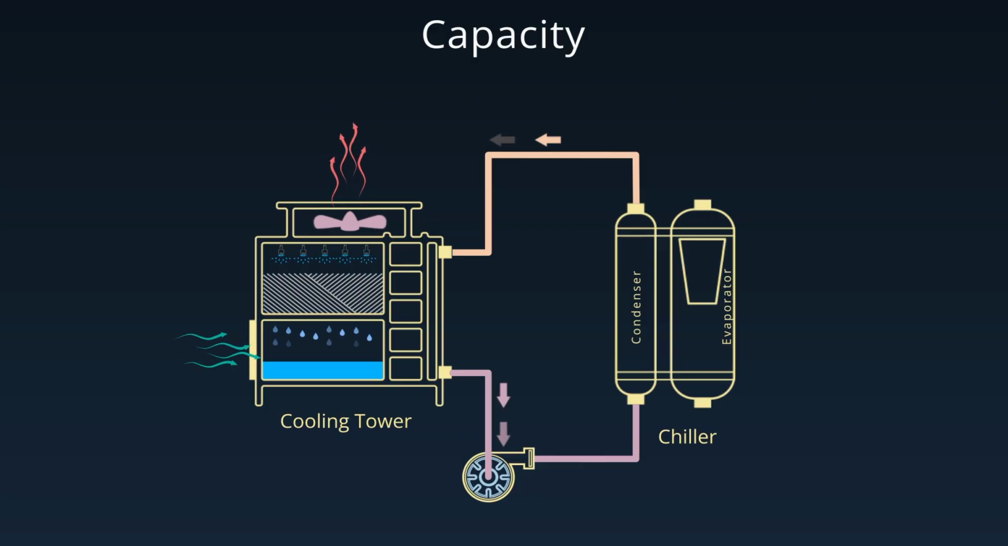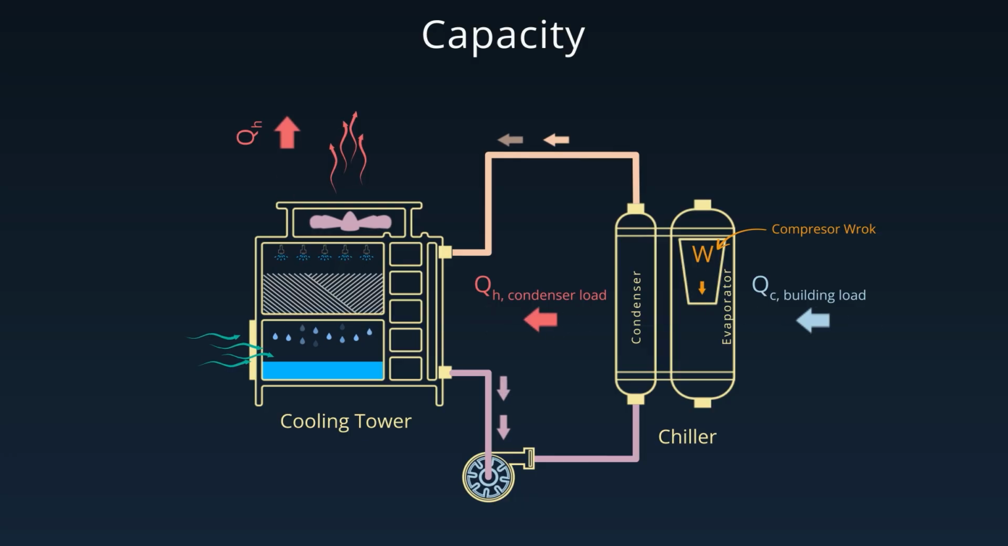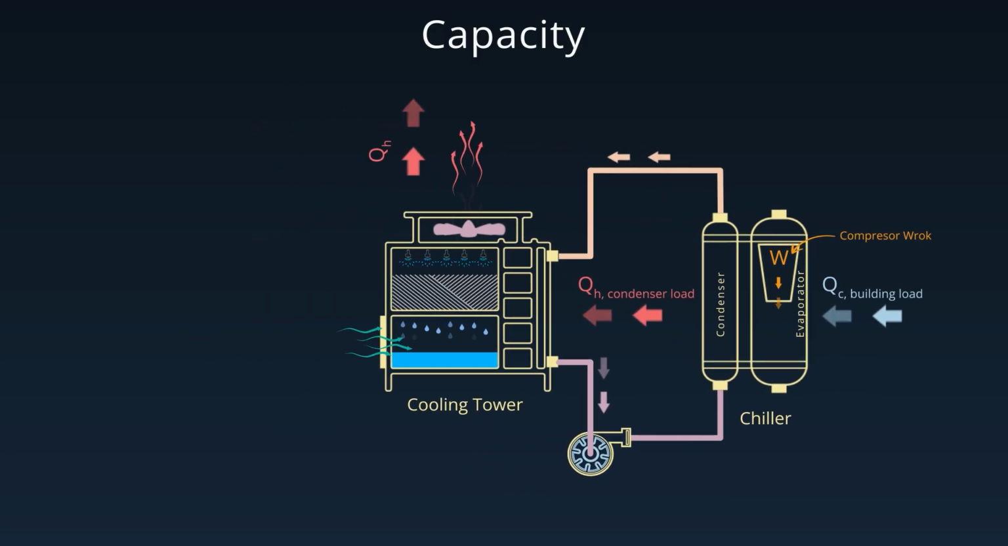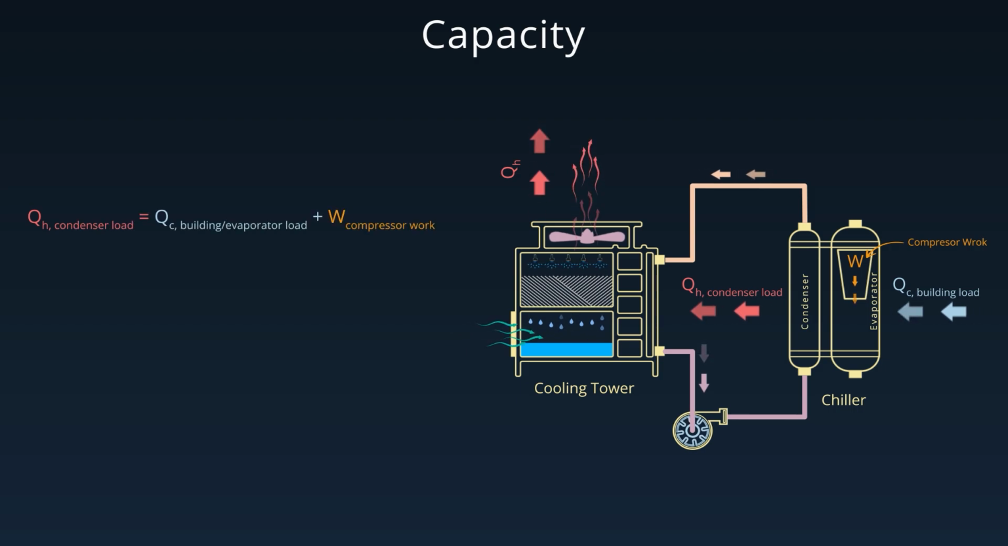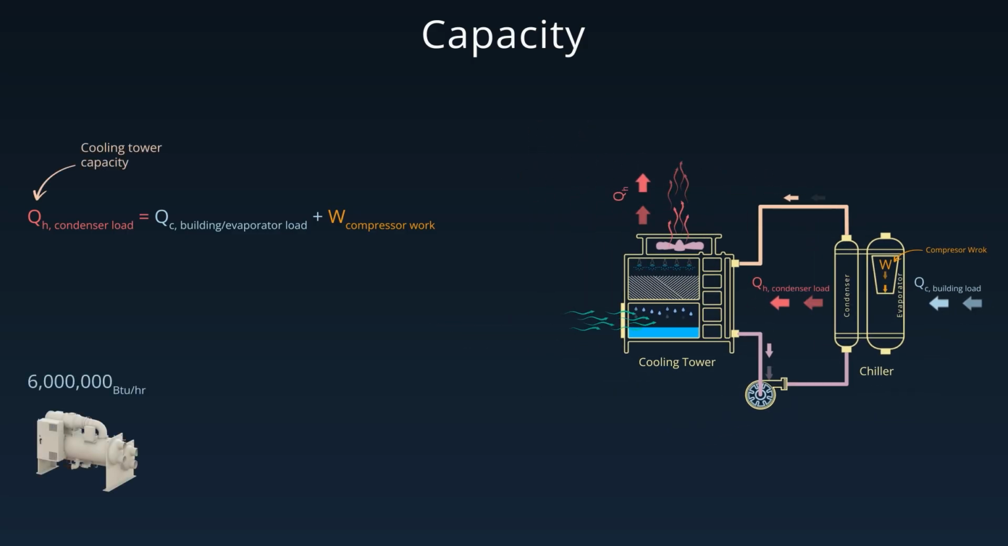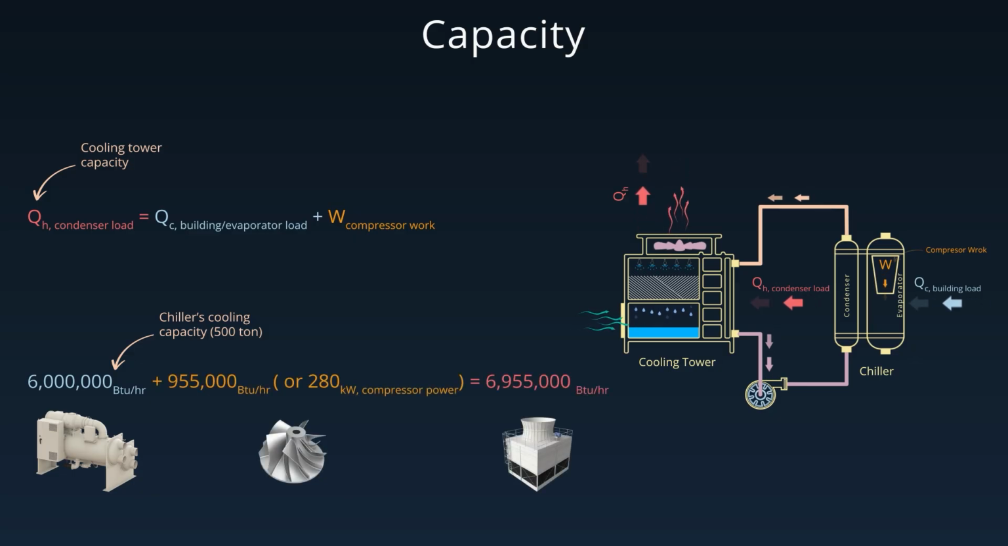Cooling tower capacity is measured in tons of rejected heat, which corresponds to the condenser heat load from the chiller or heat pumps. The heat rejected at the condenser, Q_H, is equal to the cooling load, Q_C, plus the work of the compressor, W. For example, a 500-ton water-cooled chiller requires a cooling tower that can reject not only the 500 tons of cooling load, but also the additional compressor work turned into heat. See an example of cooling tower capacity calculation in the notes.